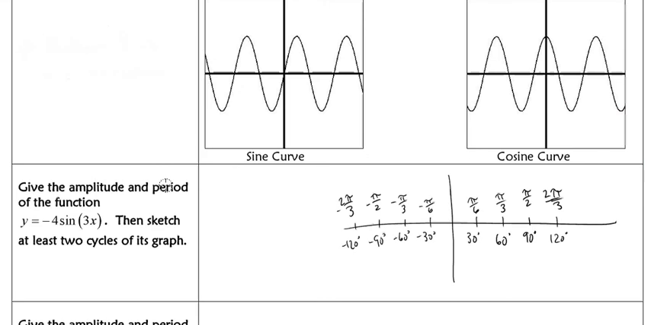All right, and so give the amplitude and period of the function y equals -4 times the sine of 3x, and then sketch at least 2 cycles of its graph.